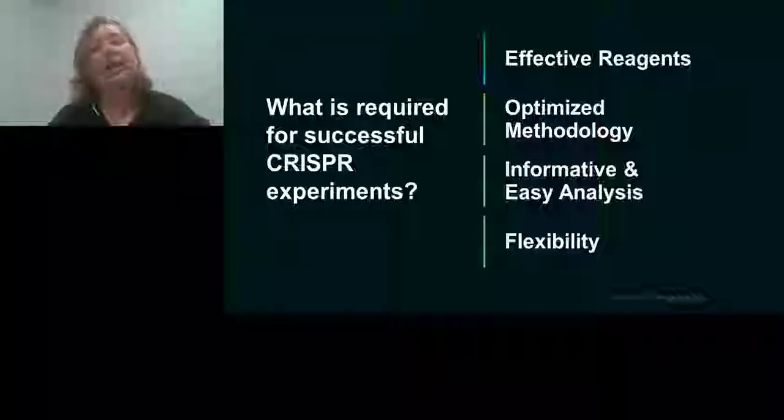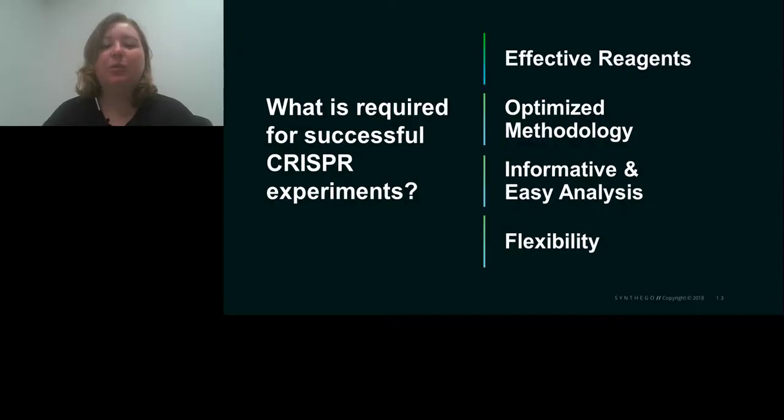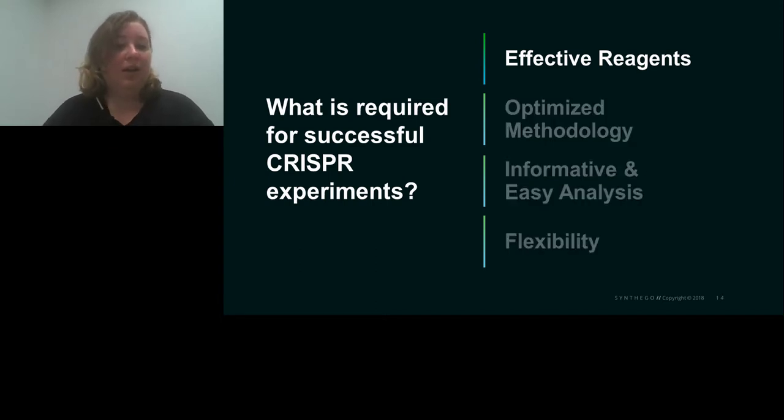This includes, how do we build more effective reagents to do CRISPR experiments? How can we optimize to a greater degree so we can get better success rates? How do we analyze these experiments in a more high throughput and informative fashion? And then how can we as a company provide solutions that are flexible and affordable to the scientific community? So starting off with effective reagents.